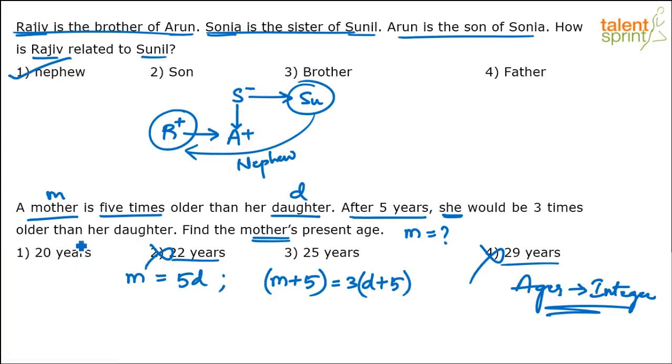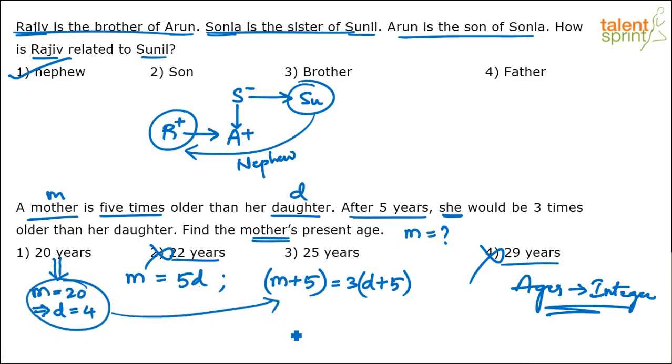So let us assume option 1 is correct. According to option 1, M is equal to 20, which means D will be equal to 4 because 5 into 4 is 20. See, he's asking mother's present age, right? So options here are talking about mother's age. So M is 20. If M is 20, then daughter is 4 years old. Right or not? 4 into 5 is 20. Now what you have to do is substitute this 20 and 4 in this equation. If it balances, that's the answer. Otherwise, option 3 is the answer.